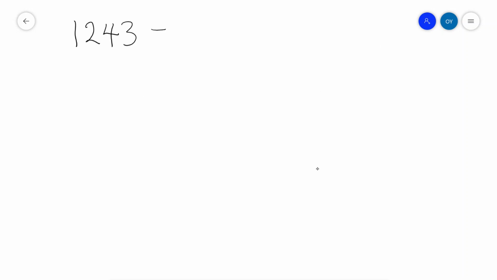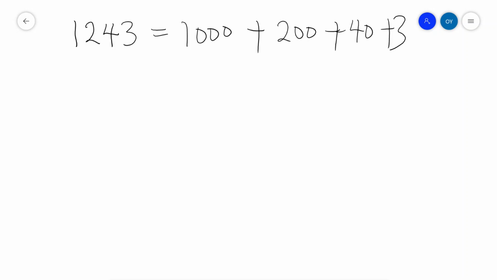The first step, you write in expanded notation, and that is 1000 plus 200 plus 40 plus 3. 1000, remember, is M. 200 is CC. 40 is XL. And 3 is III.